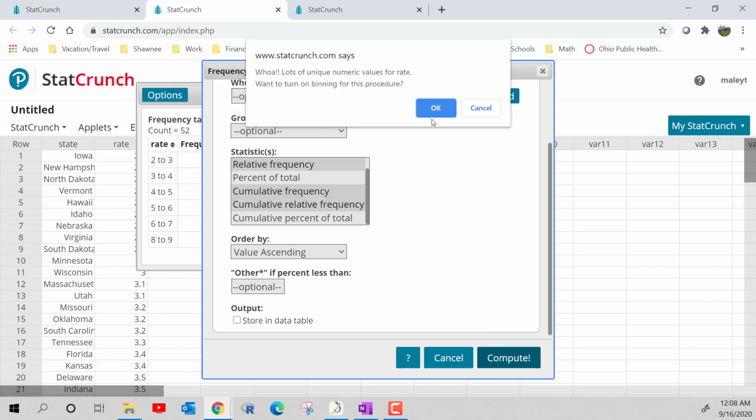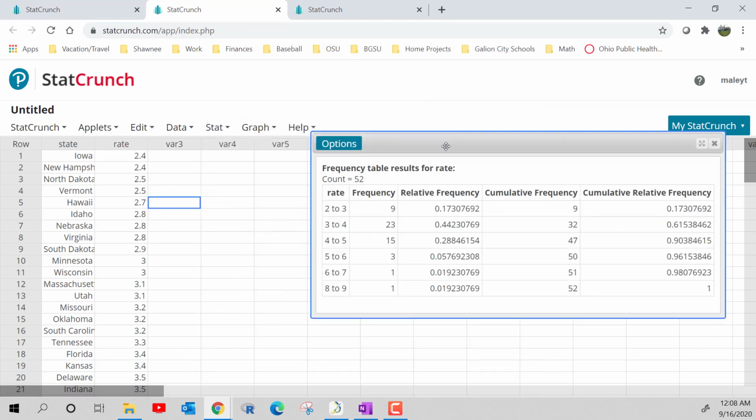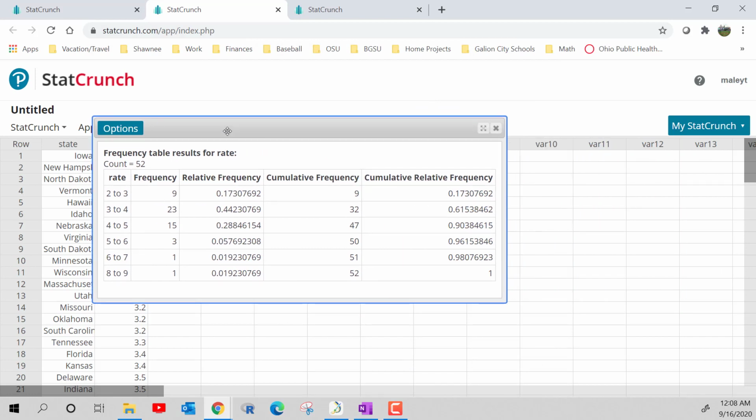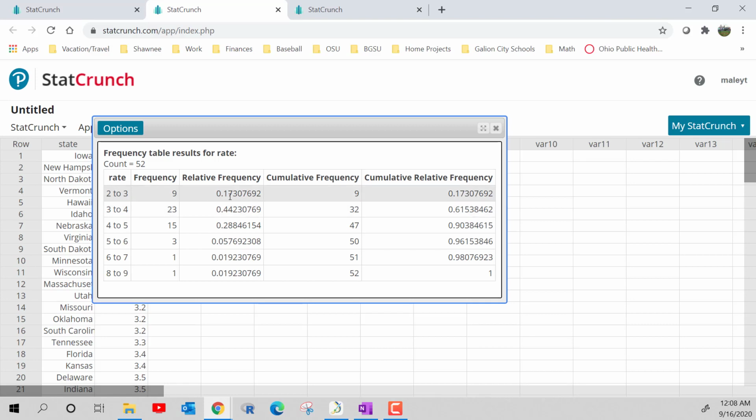If I hit compute, and hit OK to continue the binning, I want to go over what these numbers mean now. If I look in this first row, first class, the cumulative frequency is 9, and the cumulative relative frequency is 0.17. So how do we get this 32 number? Well, that's going to add these two frequencies together: 23 plus 9 is the number 32.